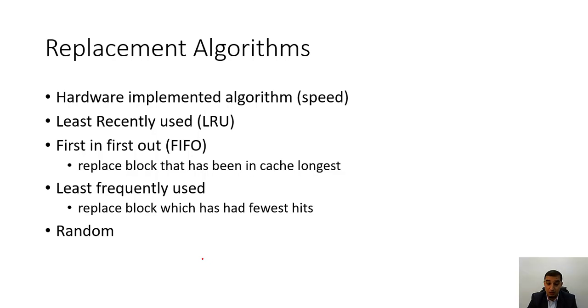Least frequently used: we count how many times we used the memories. The one used the fewest times is replaced. Meaning how many times I used the first line, how many times I used the second line, how many times I used the third line. By the count of repetitions, the least frequently used. So replace the block that has the fewest hits. And finally, we have random, where we randomly remove information from the cache.